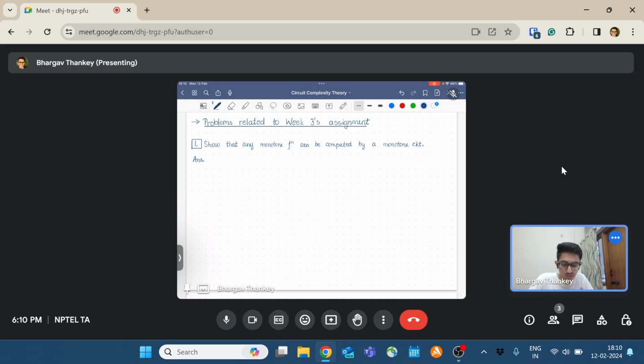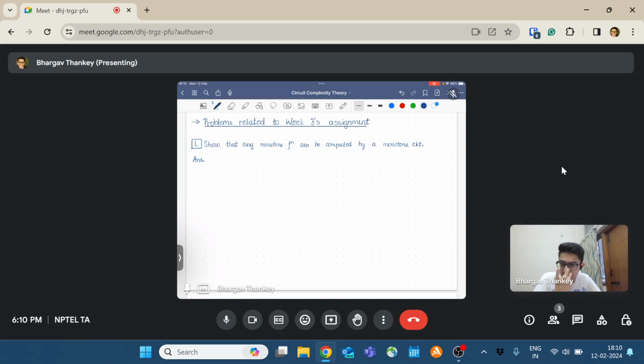The question does not say anything about the size of the circuit, so we are okay if it's very large. In the setting where we are fine with very large circuits, we know of a circuit using AND, OR and NOT gates that computes any function, right? And what do we do in that circuit?